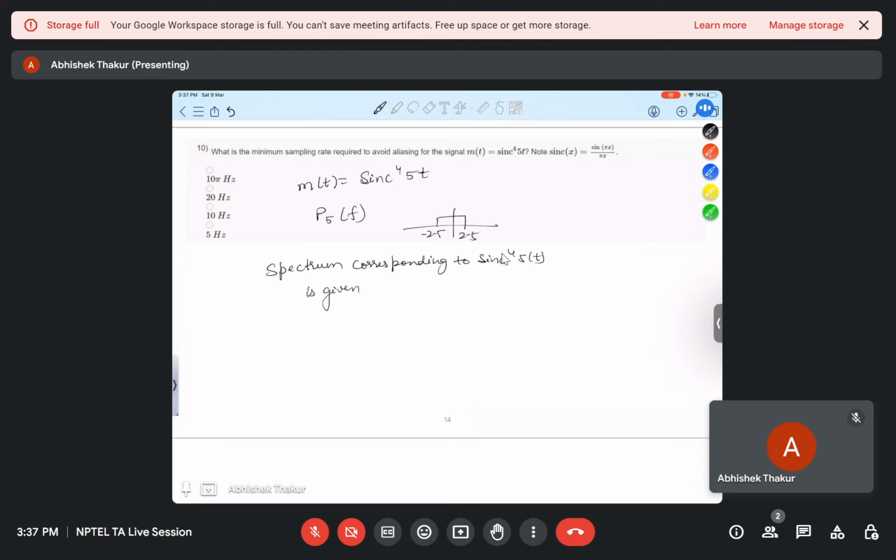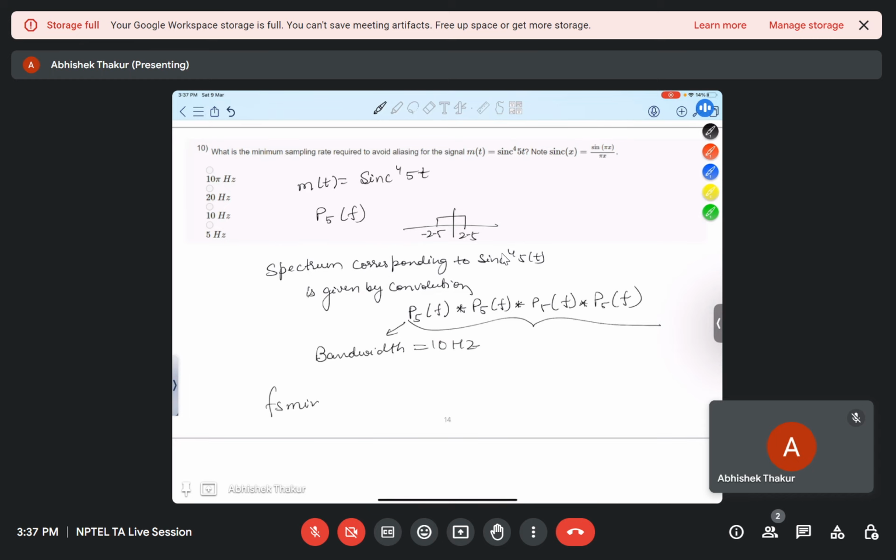So the spectrum corresponding to sinc to the power 4 of 5t is given by the convolution of p of 5f convolved with p of 5f convolved with p of 5f convolved with p of 5f. So this will have a bandwidth of 10 hertz. So the minimum sampling frequency fs min is equal to 2 into fm, so that is equal to 2 into 10 hertz, which is equal to 20 hertz. So option B is the correct answer for this question.